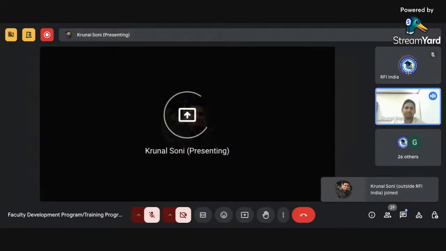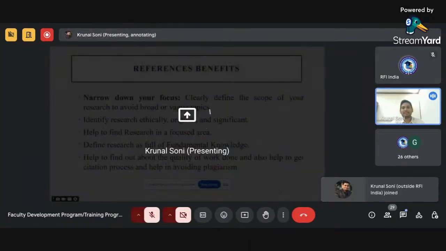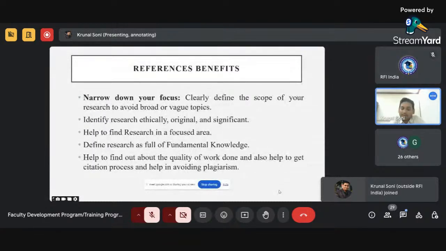Yeah. So we were on that part. Can anybody tell me how references can help us narrow down the topics? We are on the verge of completion of the FDP. This is the second last day. So how can we say that references can help you narrow down the topic or the scope of the research? What is the logic behind this statement?